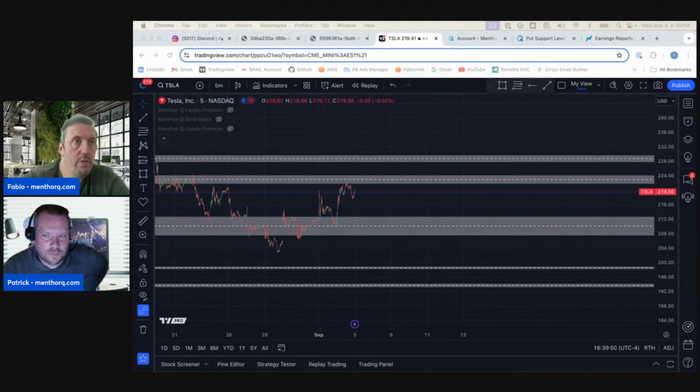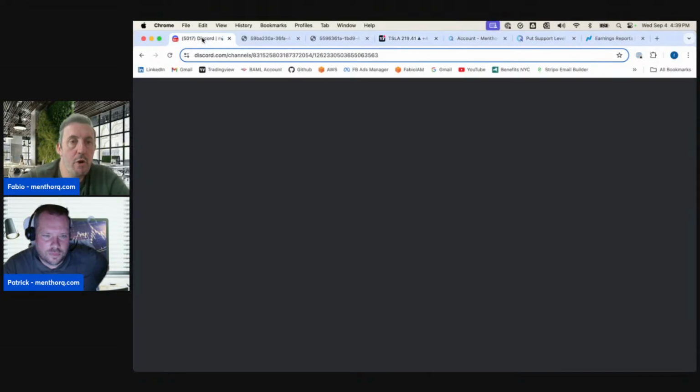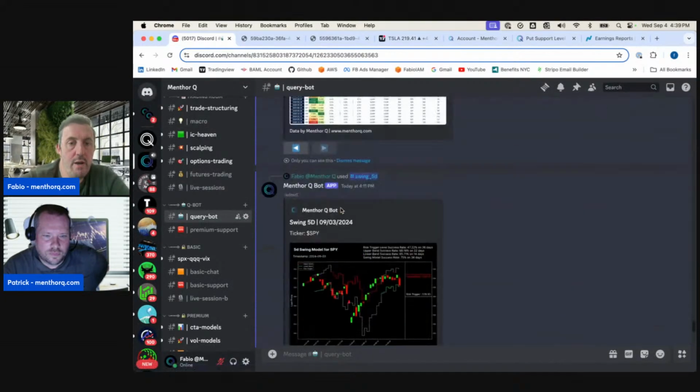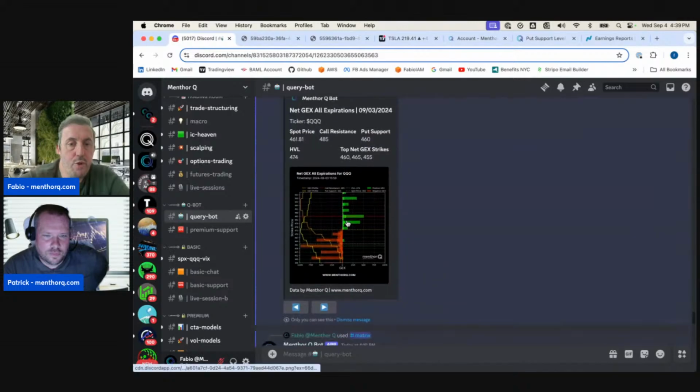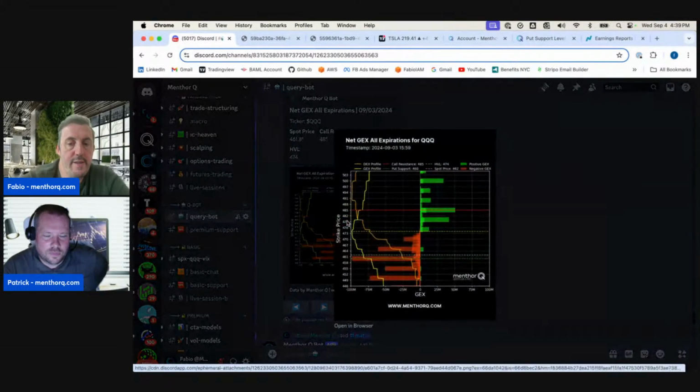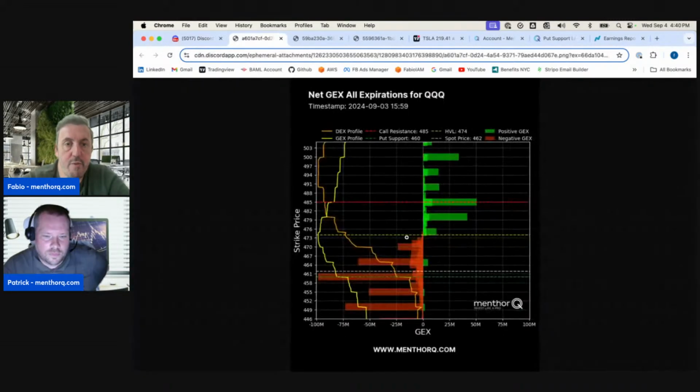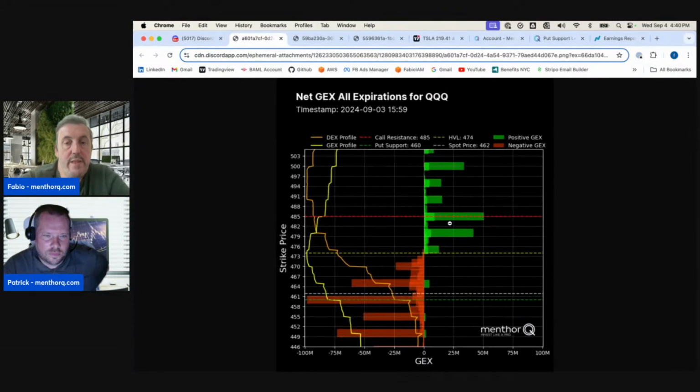So basically what we do with the model, if we go back to our net gamma exposure, what we show you here is the net gamma for every strike price. So in this case, we see that at the 485 level, we have a positive net gamma, while at the 461 level, we have a negative net gamma, right? So here we show you where the reaction zones can be by looking at the net gamma.